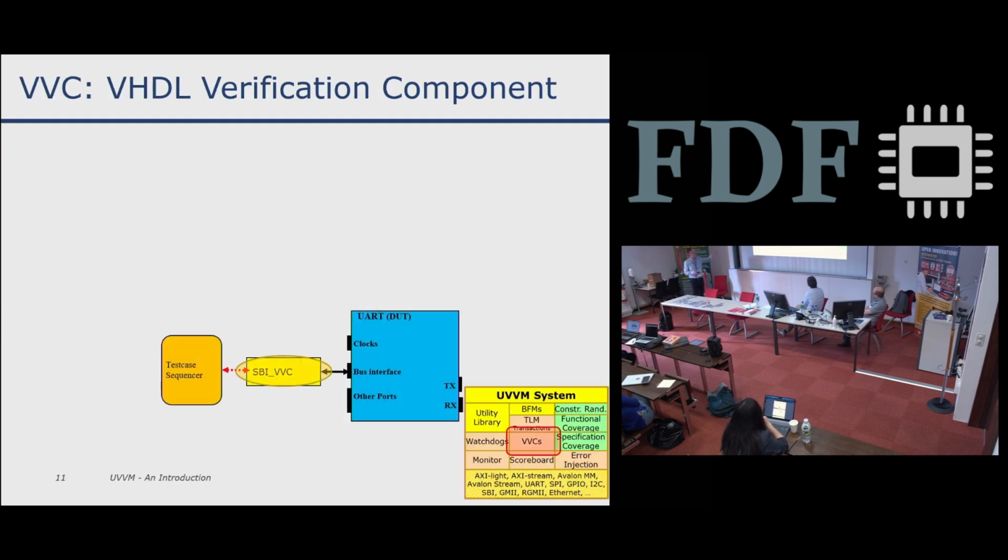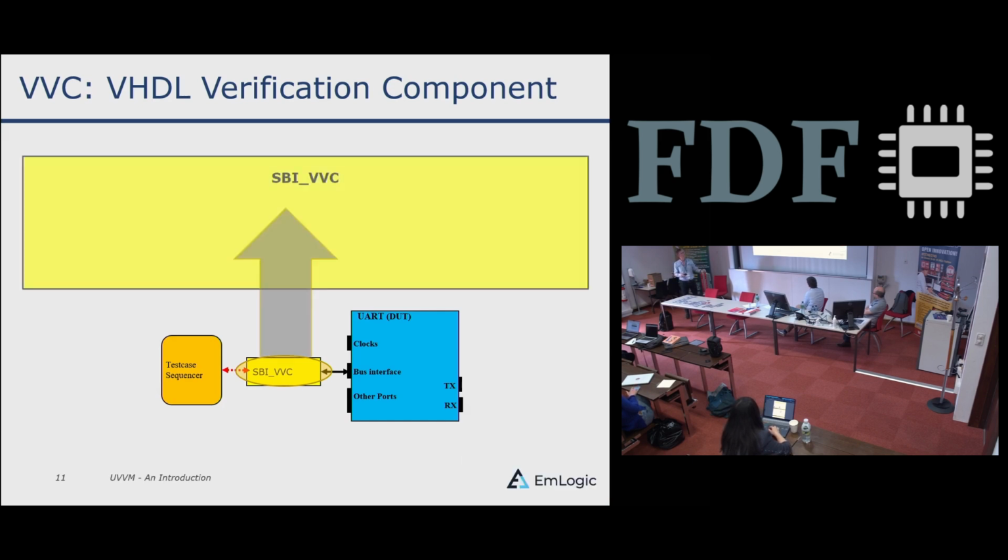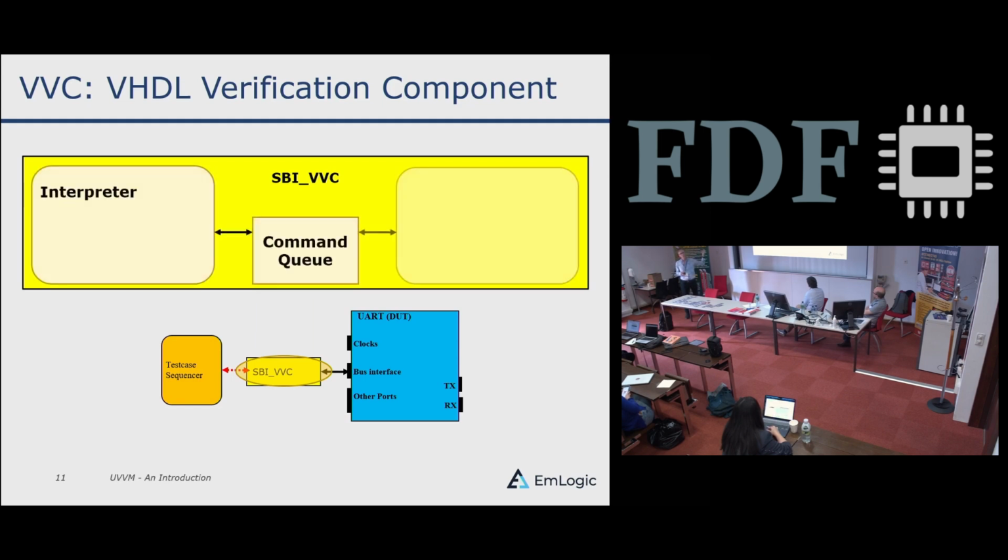What we basically do then is we have the test case sequencer not accessing the bus interface via the BFM, but via this verification component instead. So we have an SBI verification component here. And the contents of that is like this. It has an interpreter, a command queue, and an executor. That's the base architecture of all verification components.